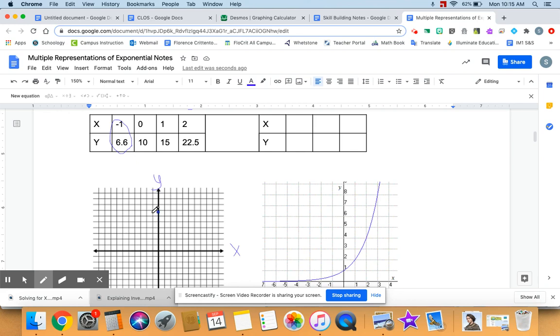And then 0.6 is a little more than half. So I'm going to try to put a dot right there. All right. And then at 0, it's at 10. So here's 7, 8, 9, 10. But it's on the y-axis because it hasn't moved left or right. And then if I try to do 1 and 15, it's going to go up really high. 10, 11, 12, 13, 14, 15.